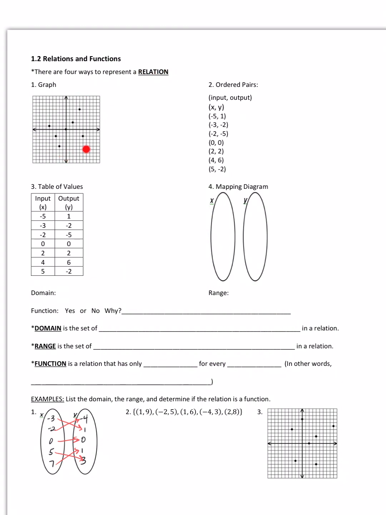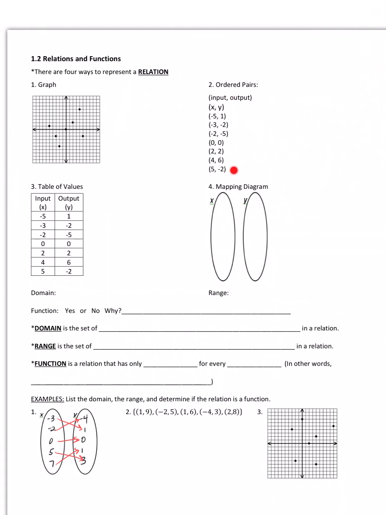One way is to graph it. We can graph it by putting all the points there, right? Another way is to put them in ordered pairs. Remember x and y. X is always the input, y is always the output. By the way, these points are the same points on this graph over here, so they correspond.